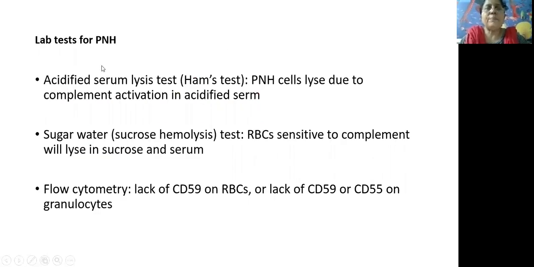So what are the lab tests? HAM test, acidified serum lysis test. PNH cells lyse due to complement activation in acidified serum. This is what happens in the night also. In the night, because of retention of carbon dioxide in our body, the pH of the blood is a little reduced. Acidity will be there. So more RBCs are lysed. Same with sugar water test. Then flow cytometry for CD59 and CD55, in the neutrophils also you can see.